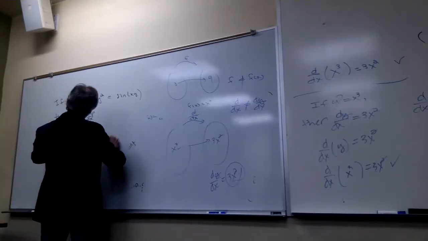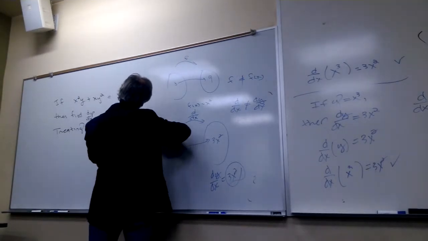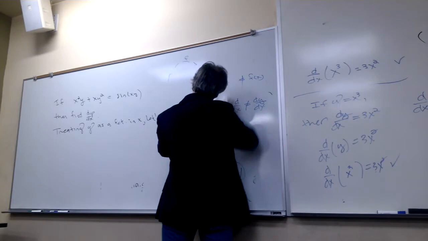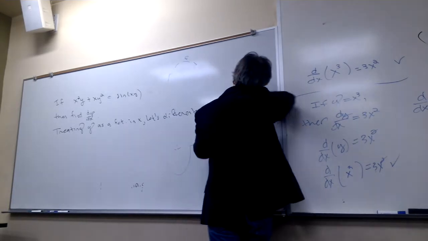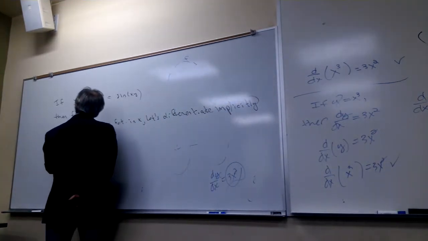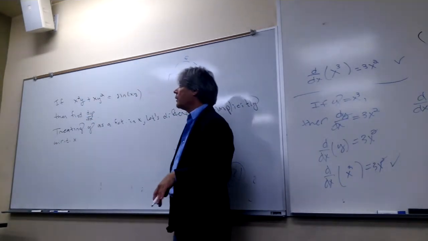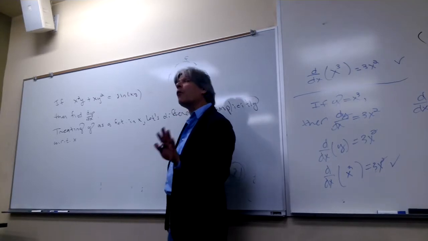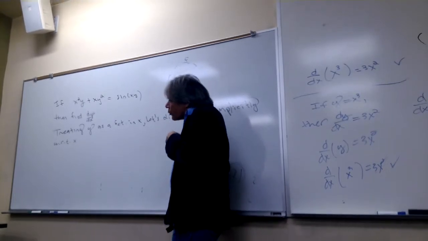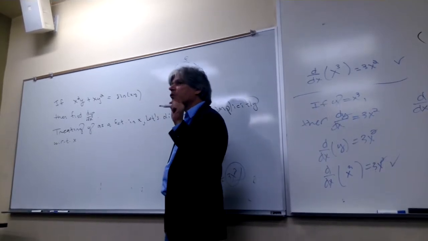Treating y as a function of x, let's differentiate implicitly with respect to x. Now I confess, y in this example truly is not a function of x, but if it were, then to differentiate the very first term, what differentiation rule would I have to use? What differentiation rule?